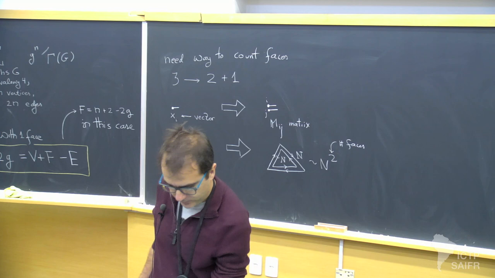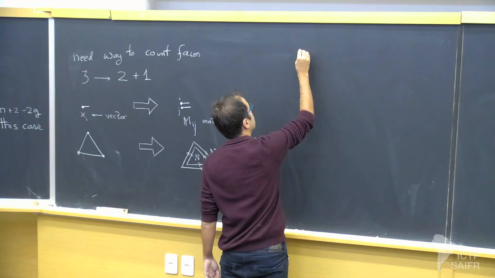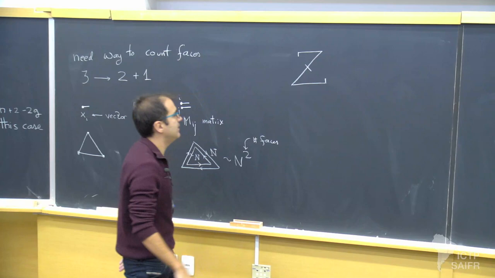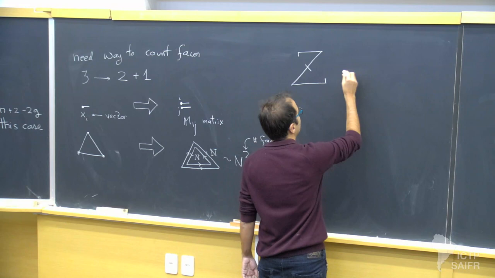So let me tell you what the object then is. The object we want to introduce is a new Z. We have curly Z, we have the other Z, and this one is new. So this is the matrix model Z.